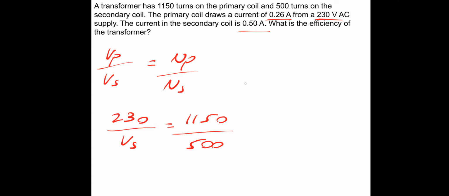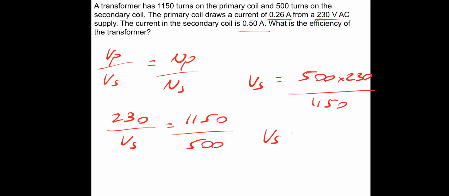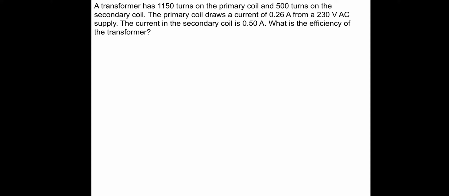So voltage secondary is 500 times 230 divided by 1150, and that gives a secondary voltage of 100 volts. Now I'm going to clear that. Then we can do efficiency.